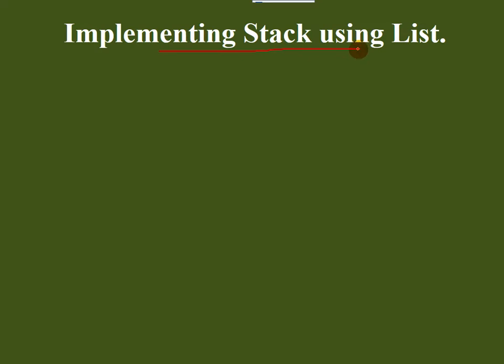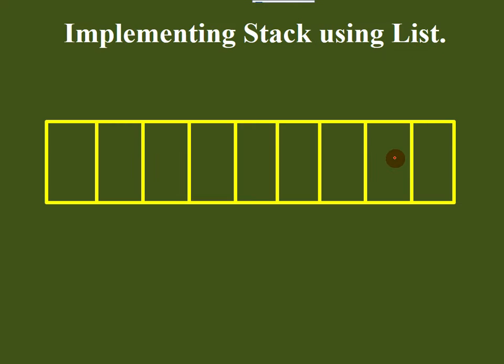Implementing stack by making use of list. Stack means elements are arranged one above the other. So we are going to arrange elements one above the other by making use of a list. Consider a list with 9 elements.